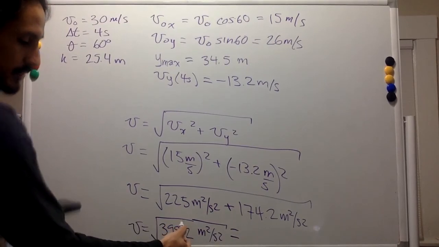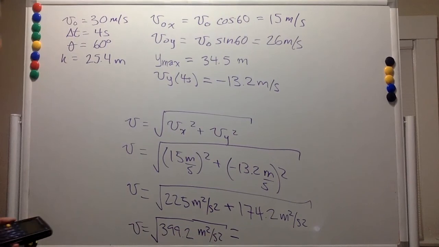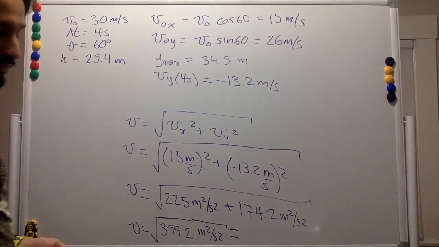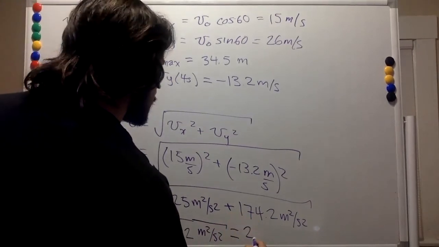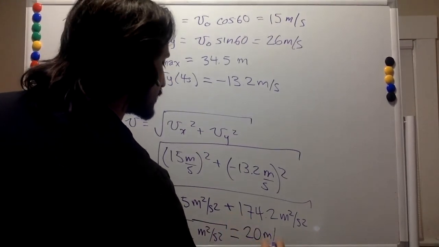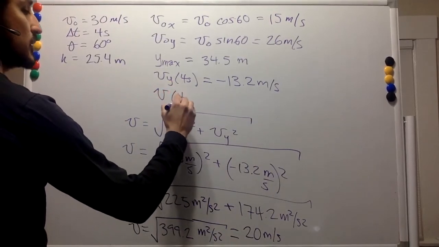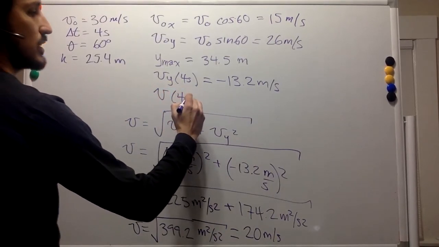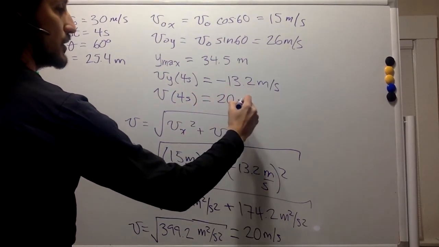So the square root is going to take care of the squares over here. So our units are meters per second, and square root of 400 is 20. So this is 20 meters per second. And so that is the magnitude of the velocity at impact at 4 seconds. It's 20 meters per second.